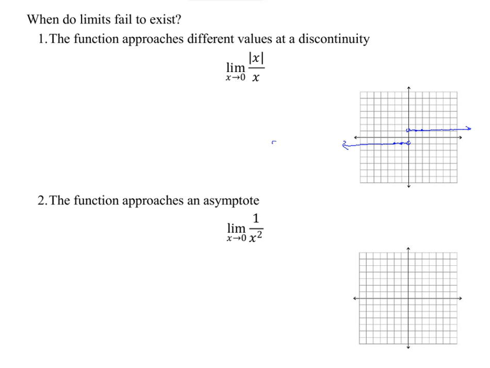Okay, the second one, the function approaches an asymptote. This is the one that you're most familiar with. The limit as x approaches 0 of 1 over x squared. What does that graph look like? Doesn't look like a parabola. Well, I guess we better graph it. We know we have a vertical asymptote at x equals 0, so I'm going to draw that in there as a dotted line. We're going to draw lots of vertical asymptotes this year.